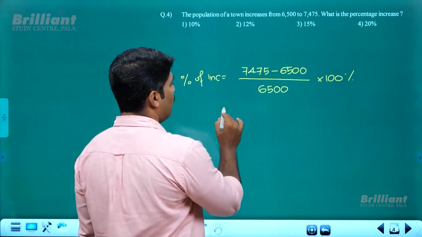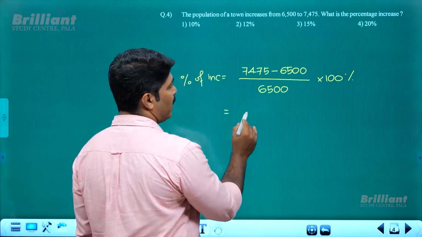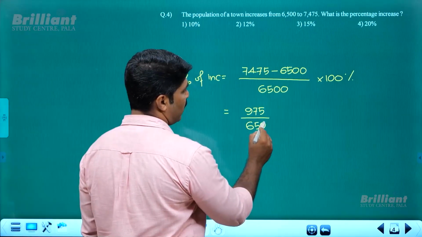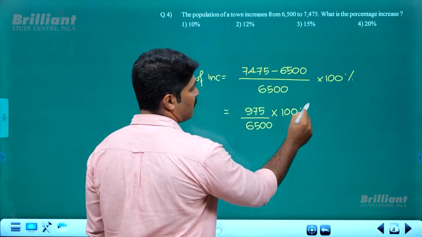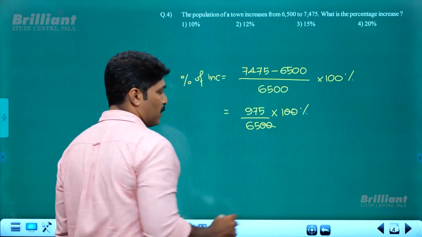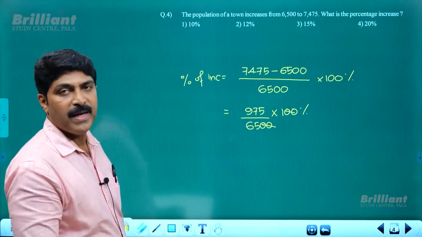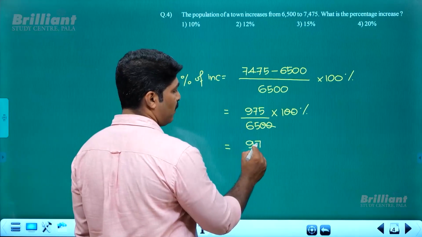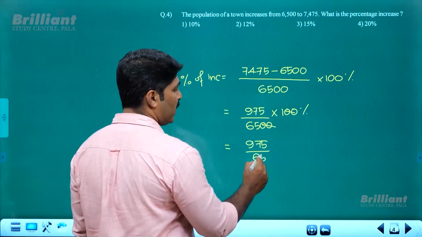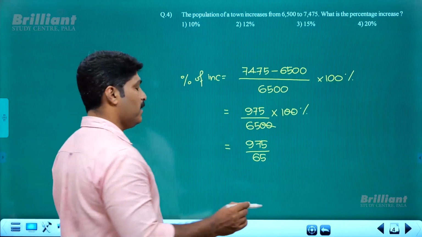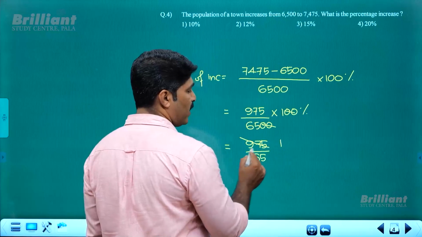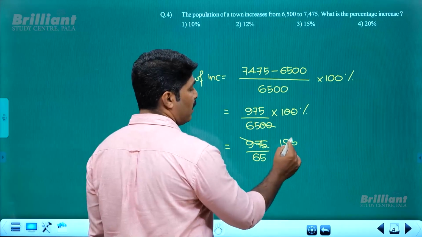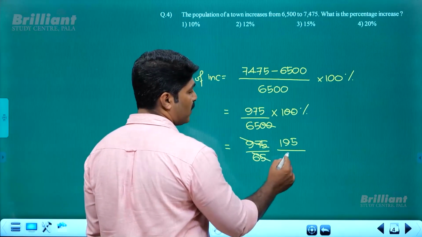That's very simple. If we consider the difference between these two values, this is 975 by 6,500 into 100, then put the percent symbol. Here we can cancel these two zeros. What is 975 by 65? Simplify it further. We know that both these values are multiples of 5, right? When we divide these values by 5, 975 becomes 195 and 65 becomes 13.